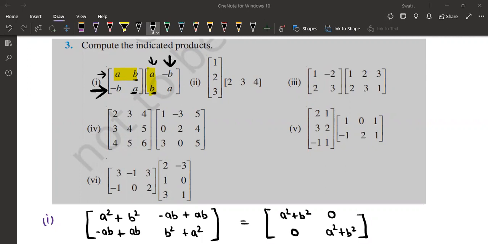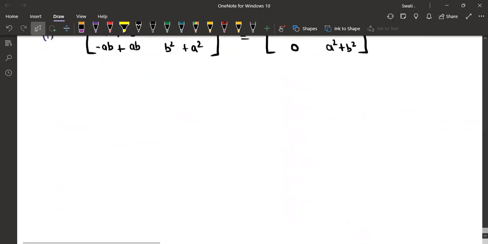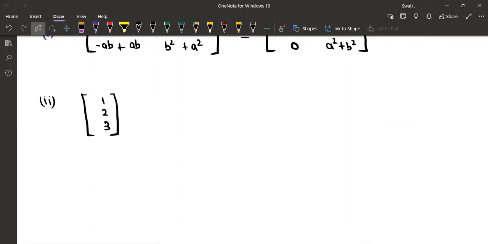Now let's move to the second question. The second question is 1, 2, 3 and 2, 3, 4. So let me write down here question number 2. In question number 2, it is 1, 2, 3, we have only one column, and the second entry is just 2, 3, 4. So what is the answer here? What is the rule? The rule is we have to take the first row and first column. So if I take the first row and the first column, what is the entry? First row, first column, so 1 times 2. This is only going to be the first entry.